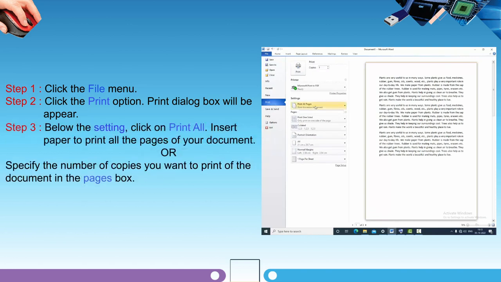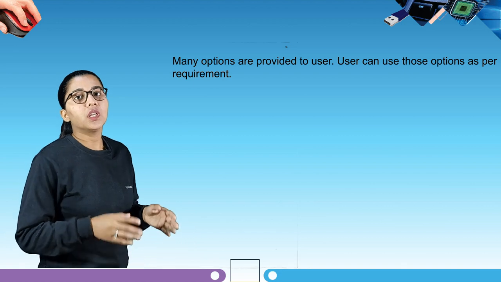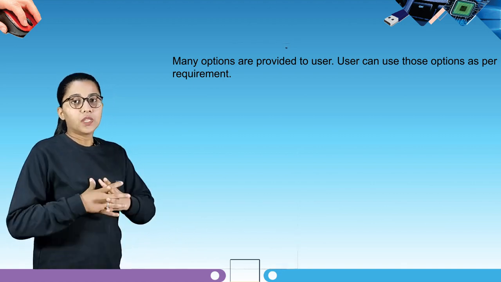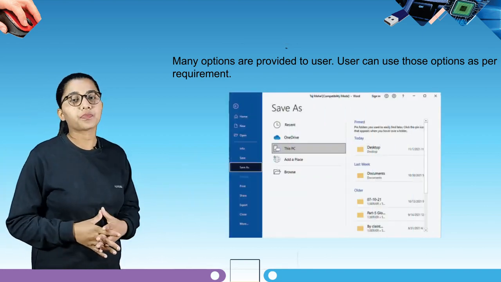Step 3, below the setting, click on Print All. Insert a paper to print all the pages of your document, or specify the number of copies you want to print of the document in the Pages box. Now, step 4, click on the Print button. Many options are provided to user. User can use those options as per requirement. So students, you can see the formatting in this picture.